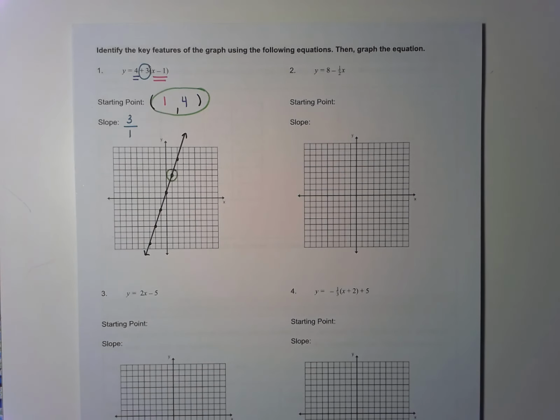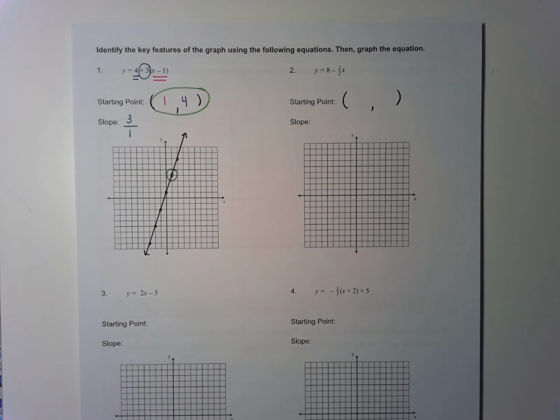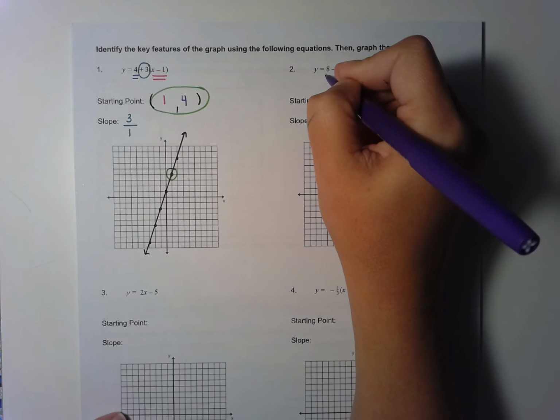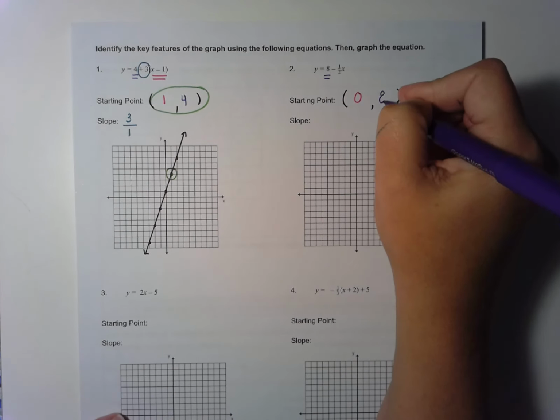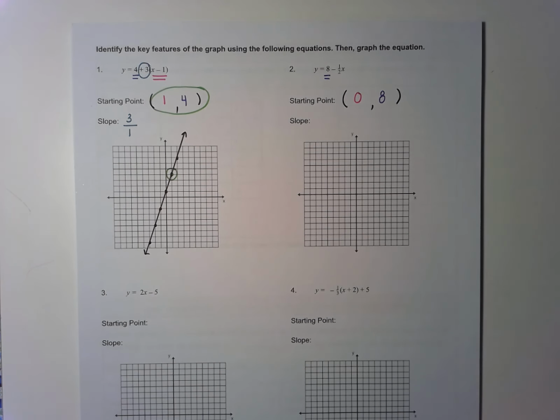For problem number 2, this equation looks a little bit different because there's no parentheses. And what that tells me is that we did not need to adjust the x at all to get back to 0. So the x was already a 0 for the starting point. The starting y would be the 8, which is not being multiplied by x. It's kind of separate by itself. Next, we're going to need the slope.